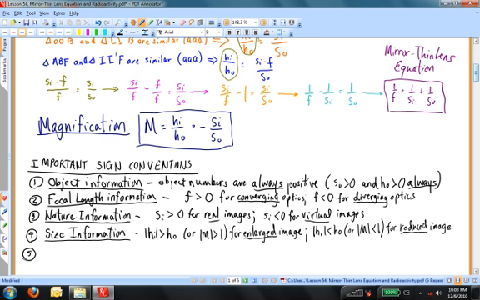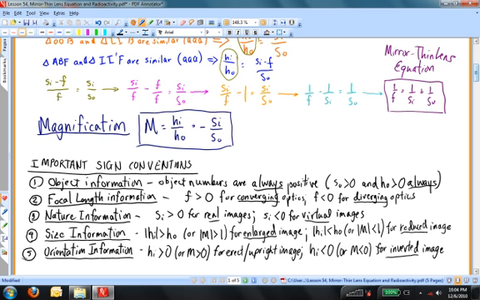Finally, we can look at the orientation of the image. And for the orientation, we look at the sign of the image height, HI, or as the magnification goes as the ratio of HI over HO, we could look at the sign of the magnification. If those signs are positive, we have an erect or upright image. On the other hand, if they are negative, then we have an inverted image. So these 5 sign conventions are to be borne in mind as you solve these particular optics problems algebraically.